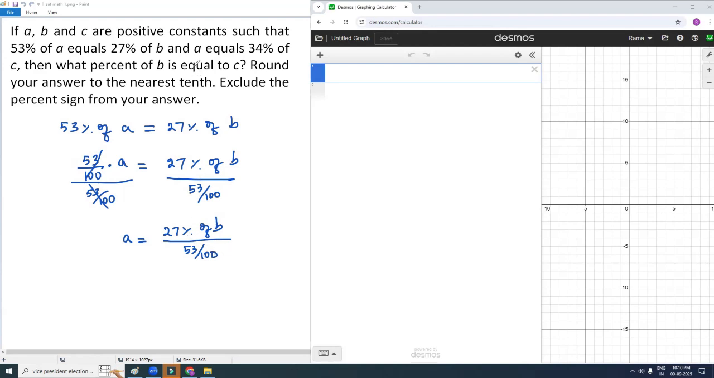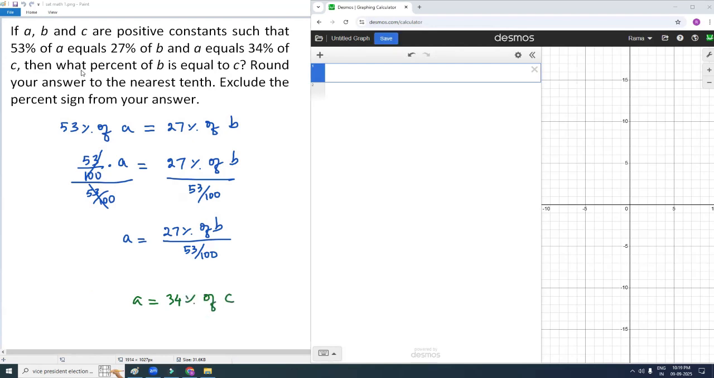Now let me consider the second piece of information, that is A equals 34% of C. In this one, the constants A and C are connected and it has been solved for A. Let me write this over here. That is A equals 34% of C. We can keep this one as it is.